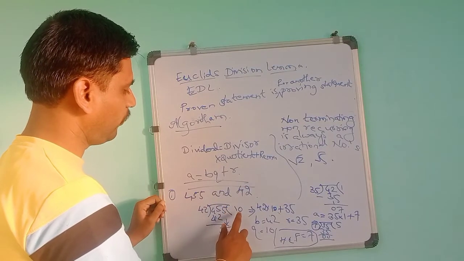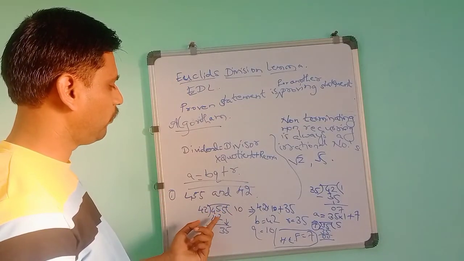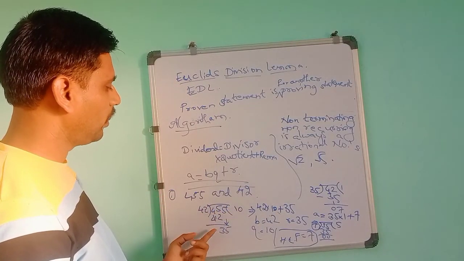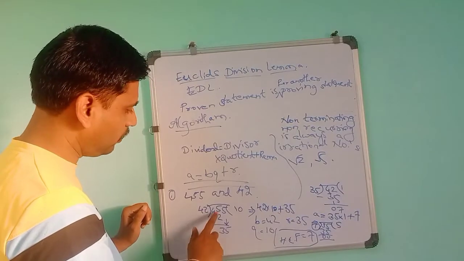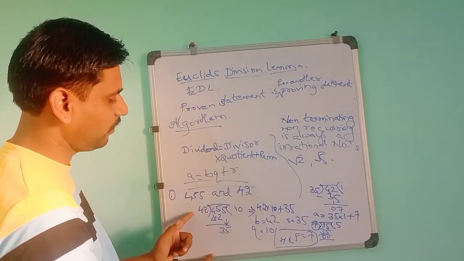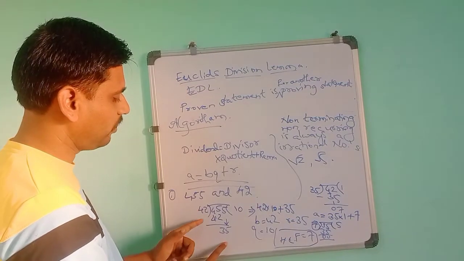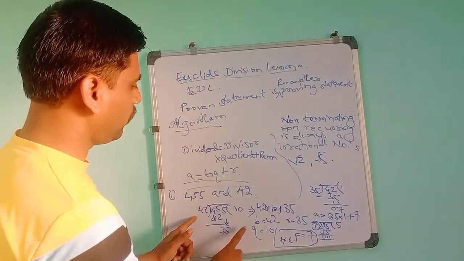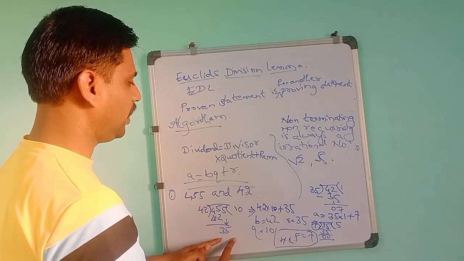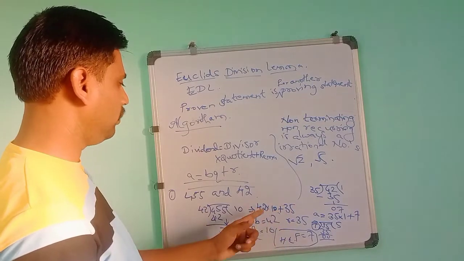You have to take the smaller number in the divisor place, so 42, and 455 is the dividend. 42 into 10 is 420, so the remainder is 35. 35 is smaller than this divisor, so 42 into 10 plus 35. The remainder is 35. So this is one step.